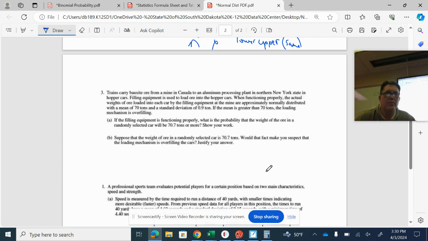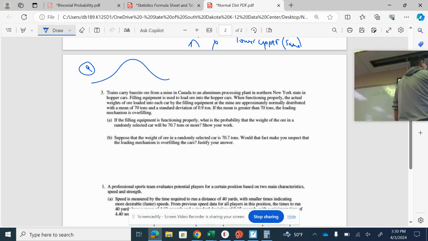Okay, next one. Trains carry this bauxite ore to Canada Aluminum Processing. They've got a mean, they've got a standard deviation. They're telling us it's normal. I'm going a little fast. Pause the video so you can read a little bit more. But part A, if the filling is functioning properly, what is the probability the weight is 70.7 tons or more? So I'm going to do part A up here. It says it's normal. Remember to always look for that.